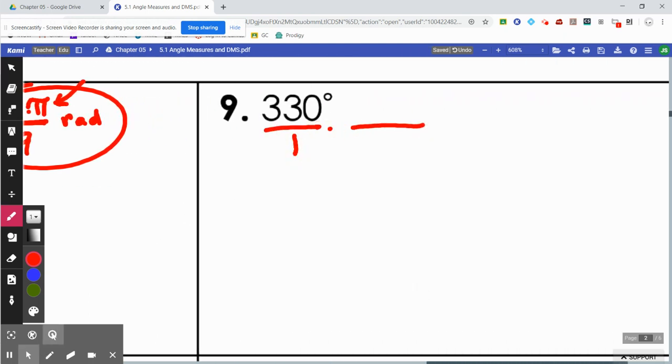330, change to radian measure. We're going to multiply by pi radians over 180 degrees. Now let's talk about why this is even legal. Pi radians is the same thing as 180. So pi divided by 180 is going to be 1. So you're simply multiplying by 1. That's the reason that this is legal. Degrees cancel and leaves you with just radian measures.